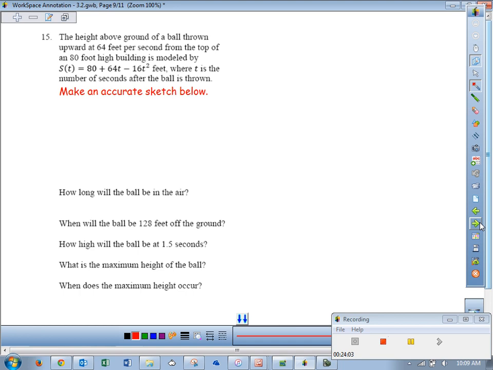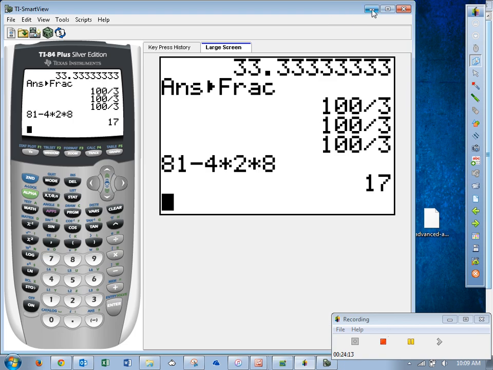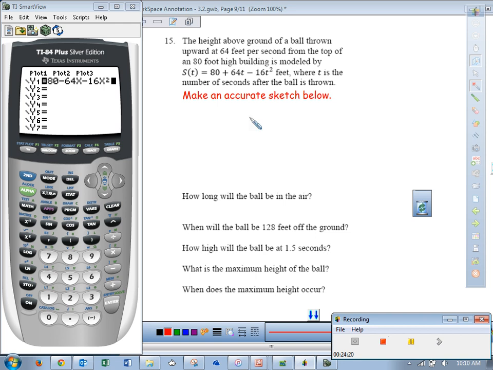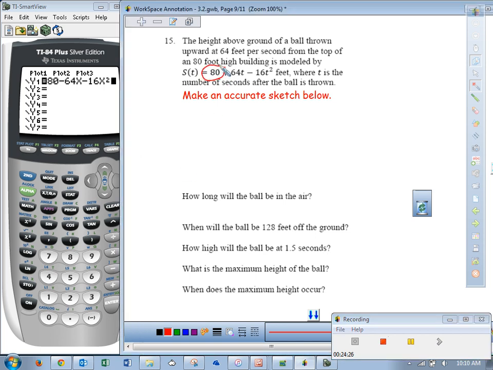Let's make a sketch of this graph right here. So the height above ground of a ball thrown up, 64 feet per second, gives us this formula. Let's put him in our graphing calculator and make a nice, neat sketch of him. So we get him in our graphing calculator. Let me tell you some basics. This is your y-intercept right here. 80 is your y-intercept. This parabola is going to open down, but it's a ball thrown. So since my y-intercept is 80, that's how high the ball is when it starts. And where's it going to be when it finishes?